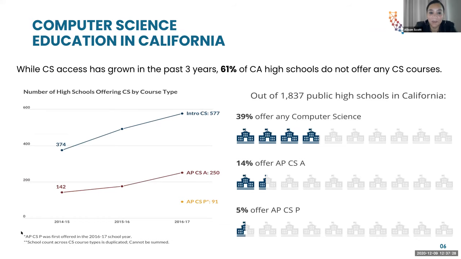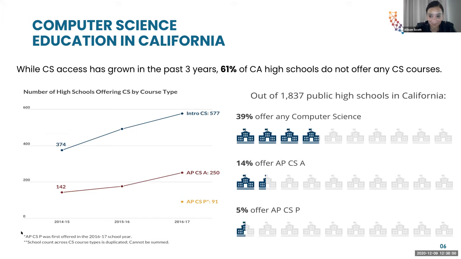So I'll spend a few minutes talking about the landscape of computer science education at the state level in California and where we see existing equity gaps. And just a quick note, these data were collected from the California Department of Education and from the College Board, where we looked at the availability of CS courses and enrollment in CS courses by demographics like race, ethnicity, gender, socioeconomic status, and rural versus urban areas. And as with any data, we've learned quite a lot about the limitations, and we'll cover those a little bit later.